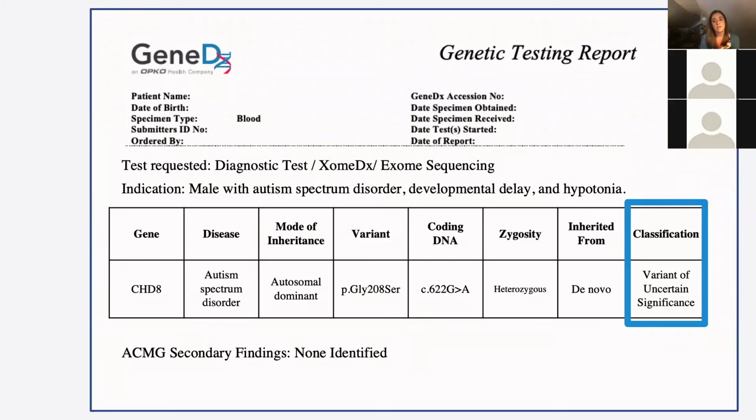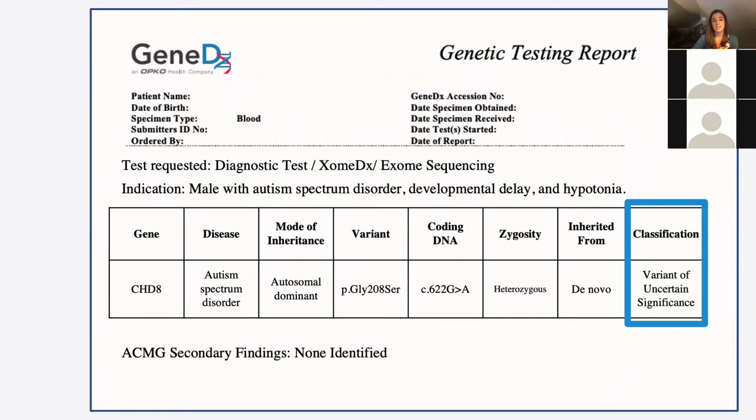So if we look back at our report, we see that this variant in CHD8 was interpreted by the laboratory as a variant of uncertain significance. So again, this means that it's uncertain at this time. We don't have enough information to say if this particular variant is impacting how the gene works in the body and is associated with this patient's developmental history.